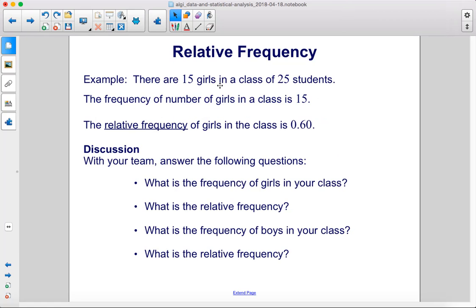There are 15 girls in a class of 25 students. The frequency of number of girls in a class is 15. The relative frequency of girls in the class is 0.60.